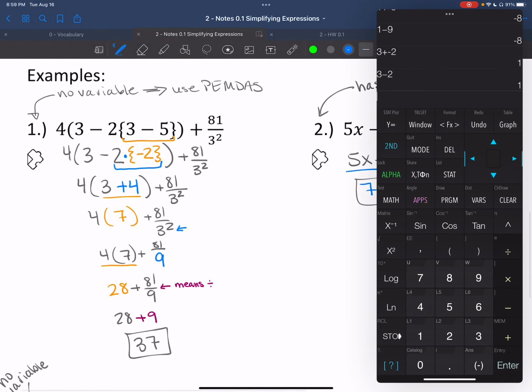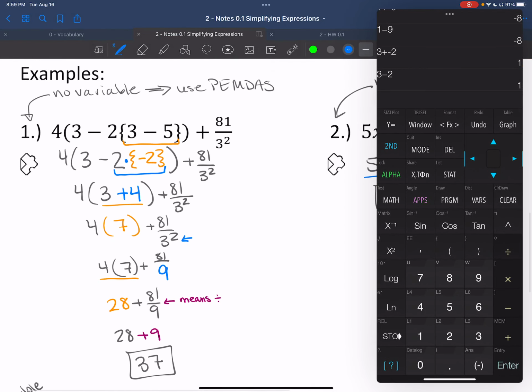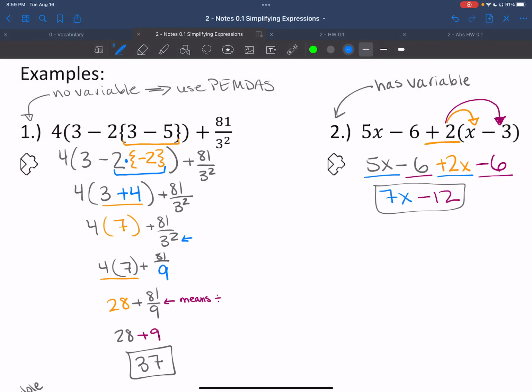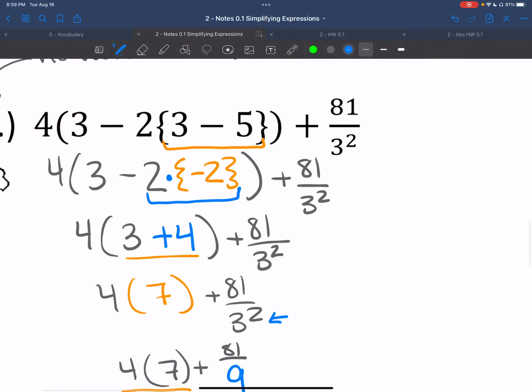So let's look at this first example. This first example has no variables, so we are going to use our Please Excuse My Dear Aunt Sally. First I work with the parentheses on the inside, which gives me a -2. Then I have to multiply because I'm now working on the innermost parentheses. So -2 times a -2 gives me this +4. Now I'm left with 3 plus 4 in the parentheses, which gives us 7.